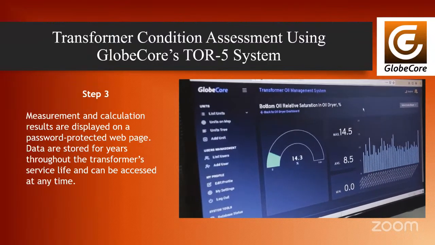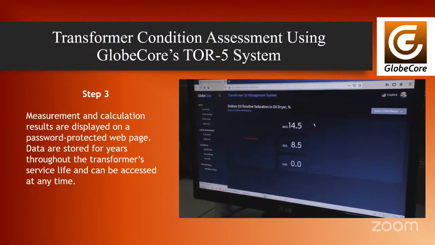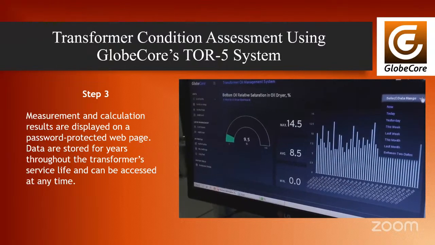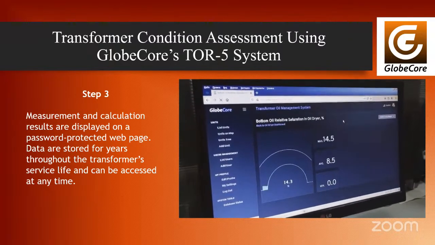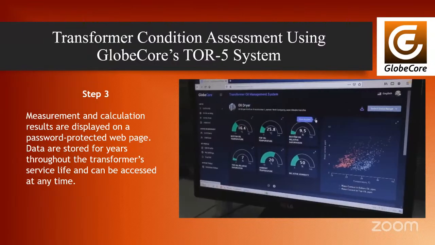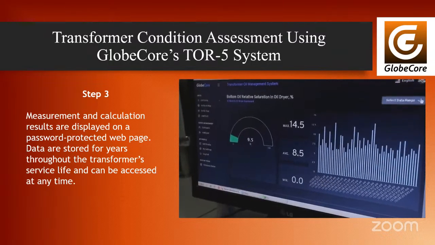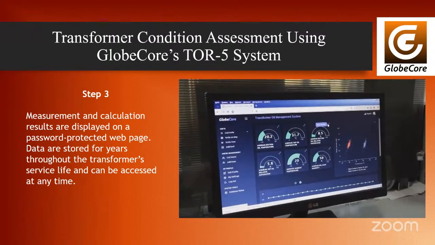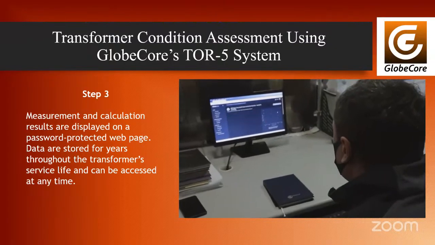All results of measurements and calculations are shown on a password-protected website, so only authorized users can see the data. To stop hacking, the system uses encryption, which keeps the information safe from outsiders. All data can be stored for many years, covering the whole life of the transformer. It can be checked anytime for reports and analysis. If the internet connection is lost, the router saves data in its memory and later uploads it to the server in a batch, so no data is lost.